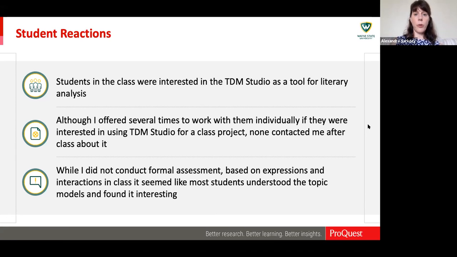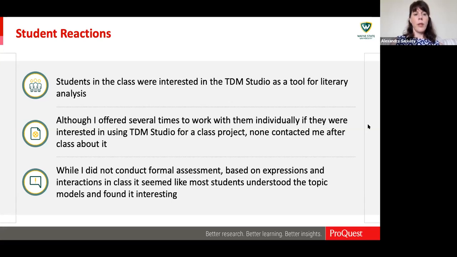I did offer to students several opportunities to work with me and to work with ProQuest if they had something that they wanted to do for their project. We would be able to create a corpus for them. We would be able to work with them to do the analysis, but I don't know if it was too early in the semester, if they just preferred to just write the essay, but no one contacted me about it after class.